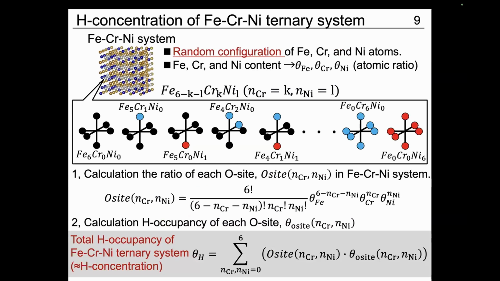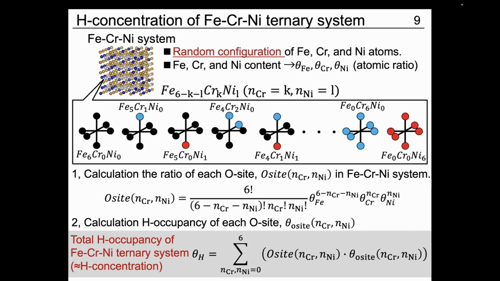In order to calculate the hydrogen occupancy, we assume the iron chromium nickel ternary system with a random configuration of these atoms. In the ternary system, as you can see, there are various octahedral sites, and we can calculate the ratio of each octahedral site by using this equation and the atomic fraction of each of iron, chromium, and nickel.